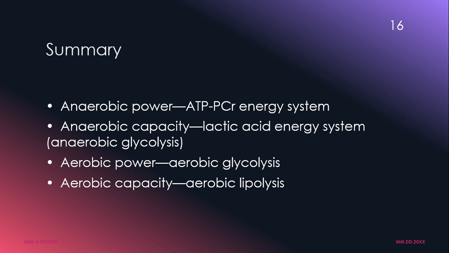The human energy systems for exercise can be classified as anaerobic or aerobic and can be subdivided into energy systems for power and capacity, as you can see here. With anaerobic power, that's primarily the ATP-PCR system. Anaerobic capacity, the lactic acid energy system, also called anaerobic glycolysis. For aerobic power, you want aerobic glycolysis, and for aerobic capacity, aerobic lipolysis.